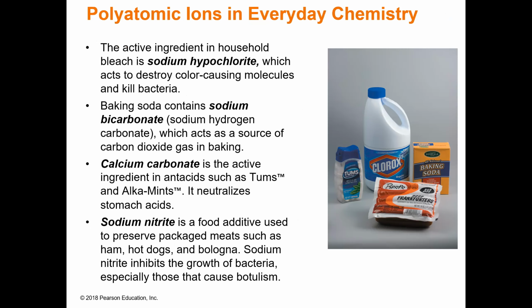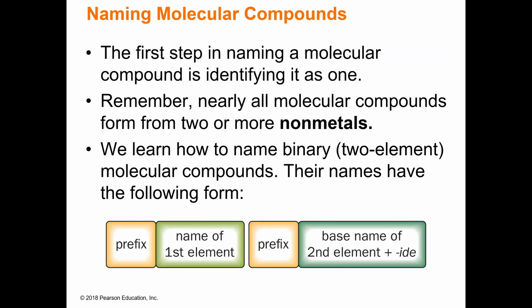These ions aren't just lab jargon, they're all around us. Sodium hypochlorite is the active ingredient in bleach. Sodium bicarbonate, or baking soda, helps baked goods rise. Calcium carbonate is found in antacids like Tums. Sodium nitrite is used to preserve meats. Knowing their names helps connect your chemistry knowledge to real-world applications.